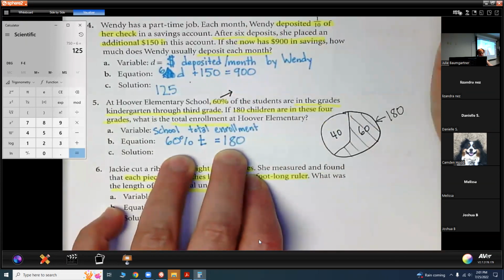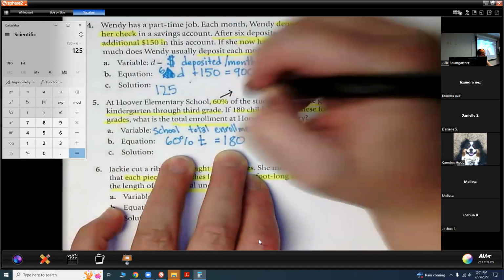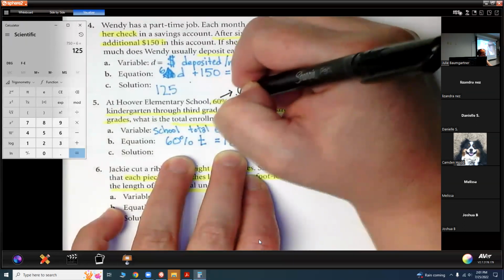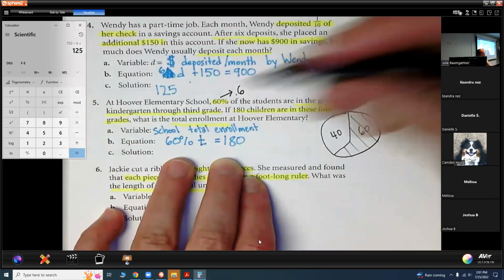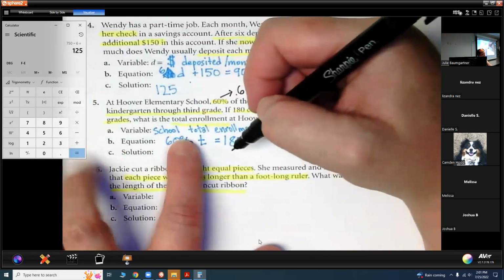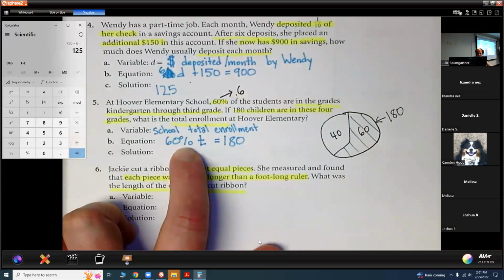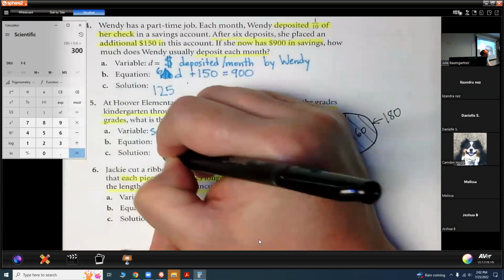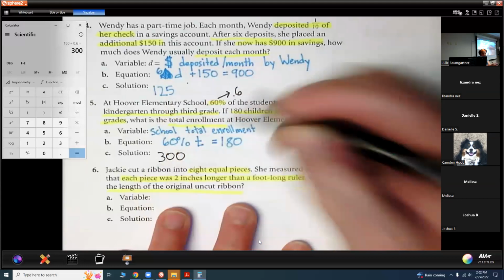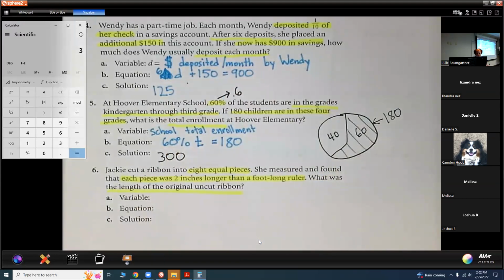Does anyone know what 60% is in decimal form? Correct. So 60% is the same as 0.6. Then I just divide both sides of my equation by 0.6. So 180 divided by 0.6. So there's 300 total students. And we can check that by saying, if there's 300 total students, what's 60% of that? 180.